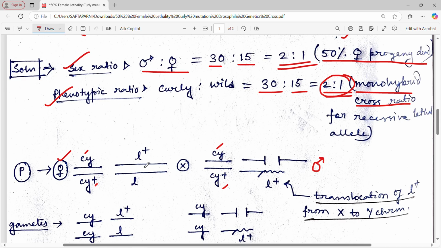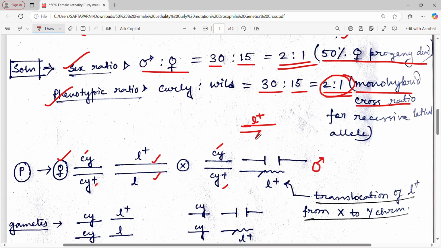Now how will you design the X and Y chromosomes in this case? See here, in case of 50% male lethality, we have seen that the female must have L plus and L alleles on each of their X chromosomes. One X chromosome of the female contains the L plus allele and the other X chromosome contains the L allele. In that condition we took the male as L plus on its X chromosome, with the Y chromosome as it is.